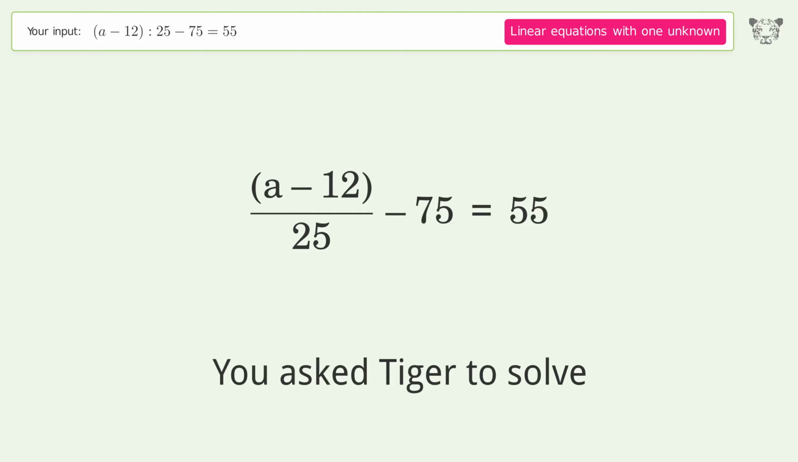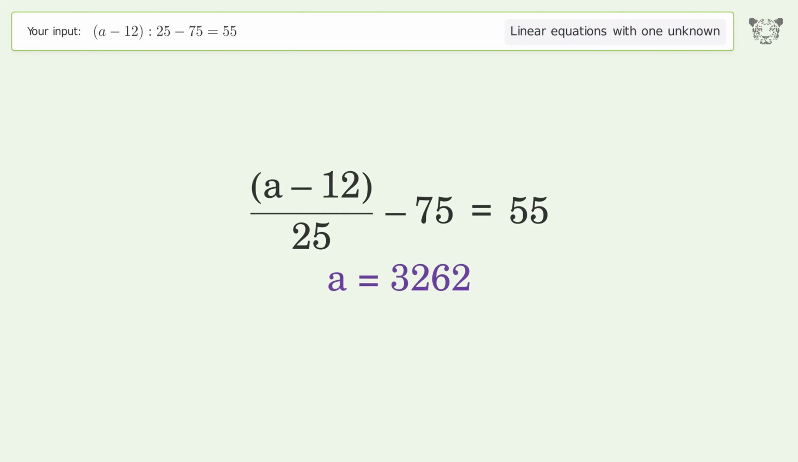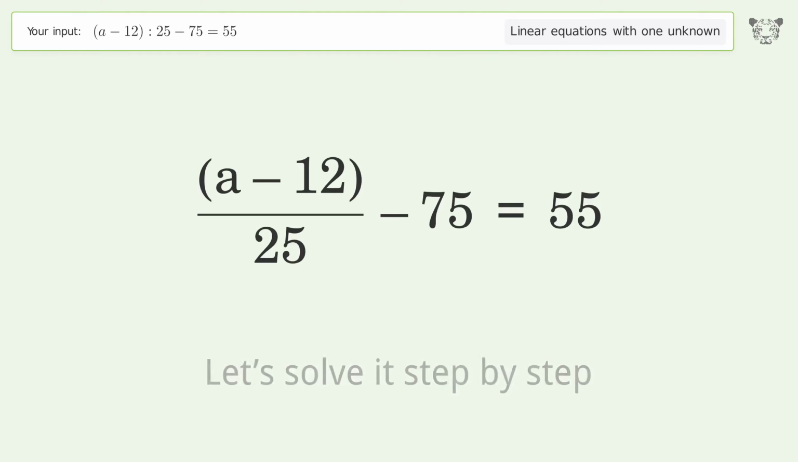You asked Tiger to solve this. It deals with linear equations with one unknown. The final result is a equals 3262. Let's solve it step by step.